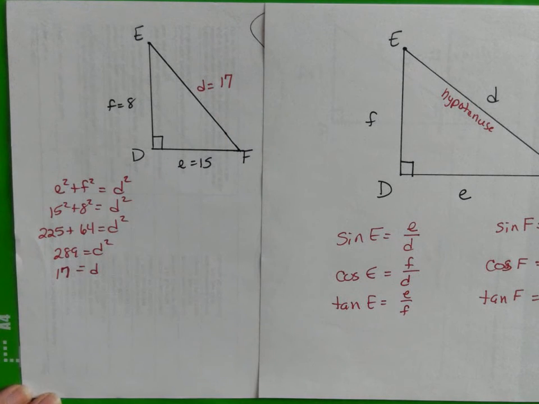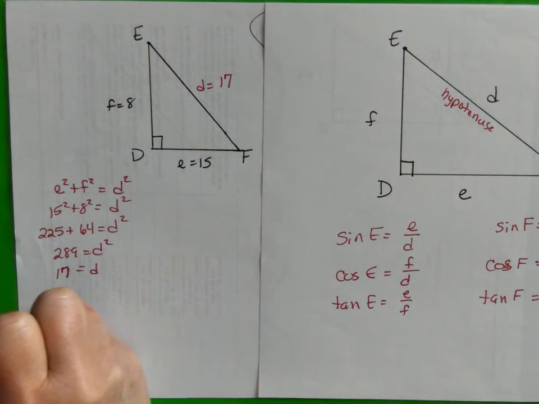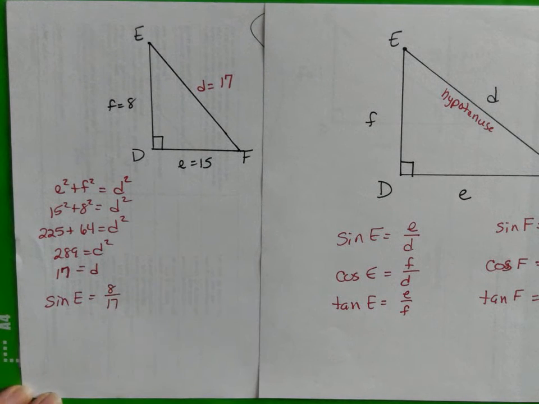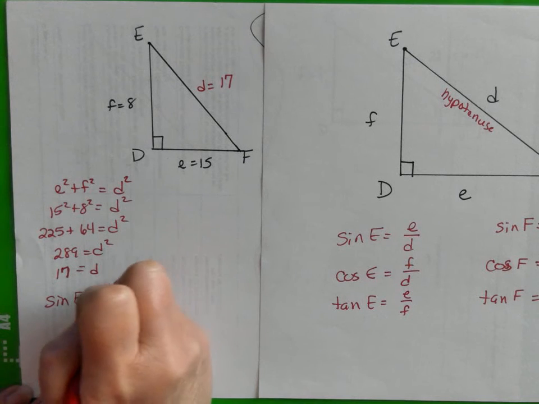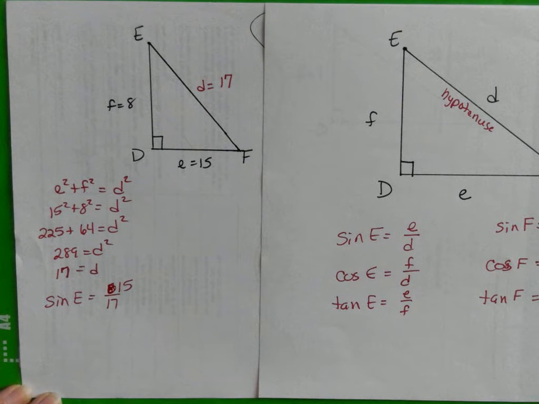We need to find angle E or angle F. I don't care which one you pick, but if I start through my list and I start with angle E and I say the sine of E is 8 over 17. Can I solve that? That was really bad of me. That is 15 over 17, not 8 over 17. 15 over 17. Can I do that?